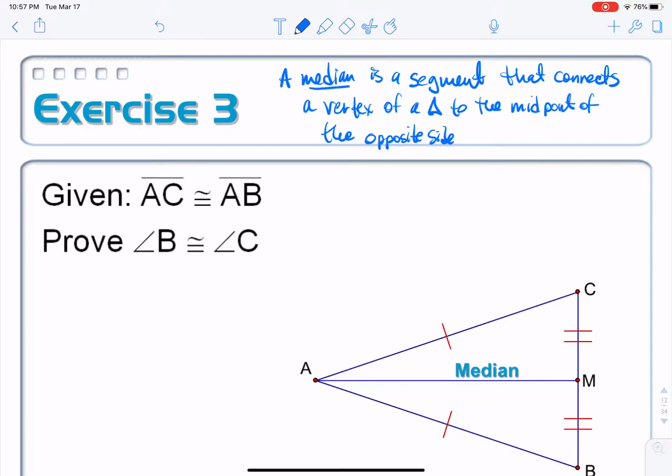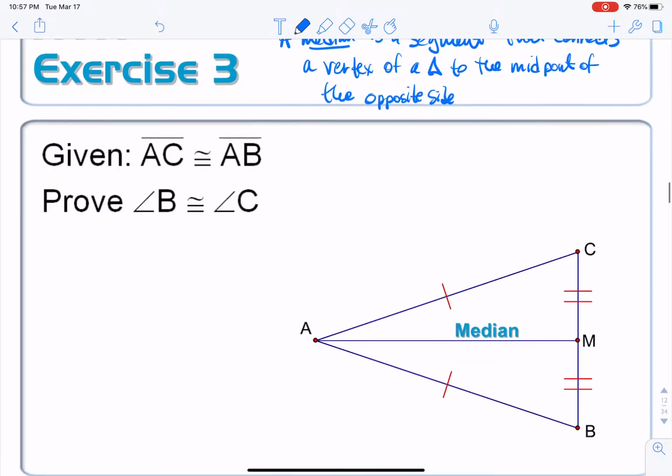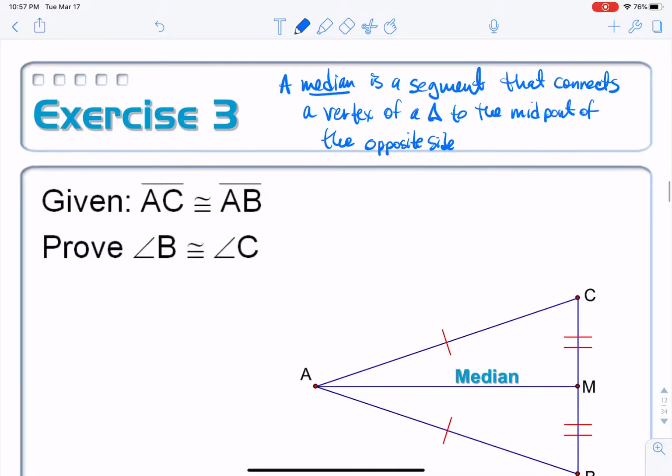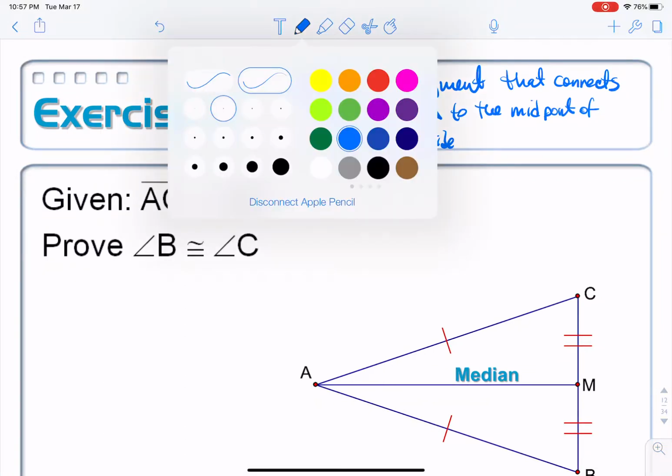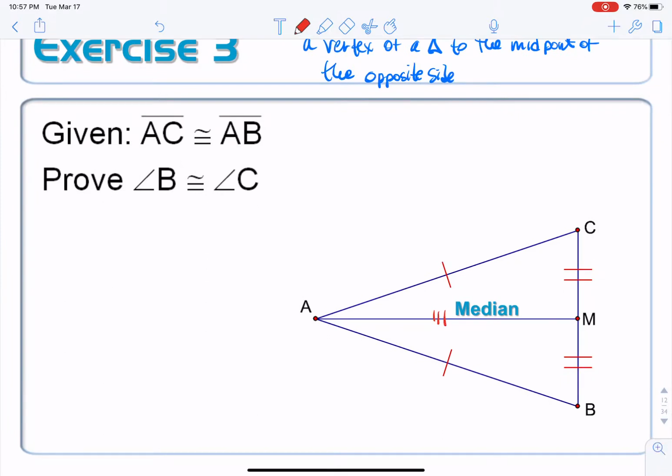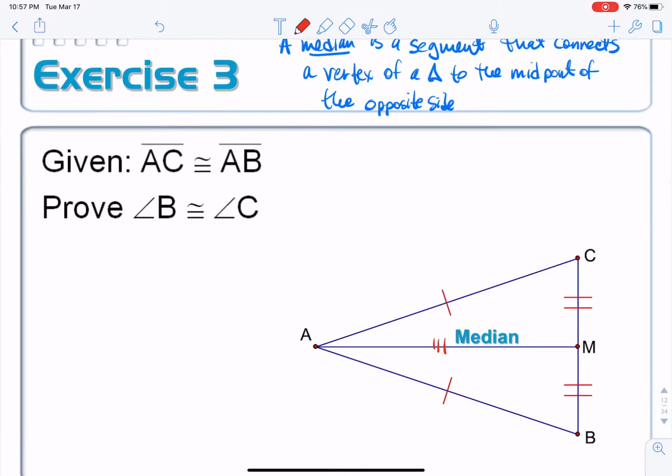Make sure you write something down here for this new vocabulary word, median. We're drawing in a segment going from a vertex to the midpoint of the opposite side. All right, so since I have drawn this in there and I can easily construct this midpoint M, every segment would have a midpoint, and it would make CM congruent to MB. I would also have, by the reflexive property, the median congruent to itself. And so these two triangles are congruent by side, side, side.